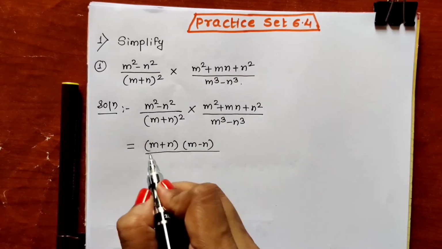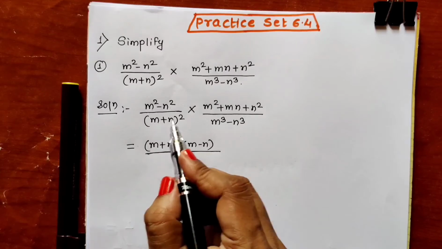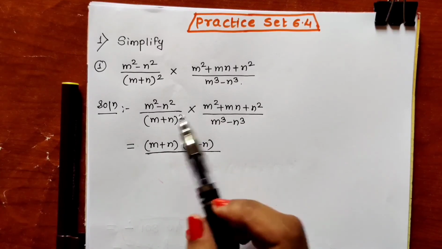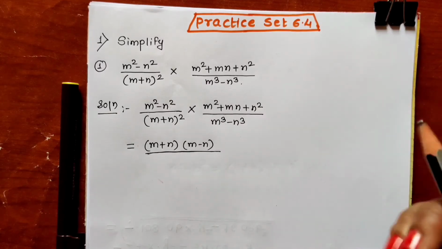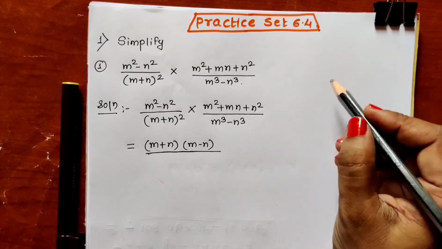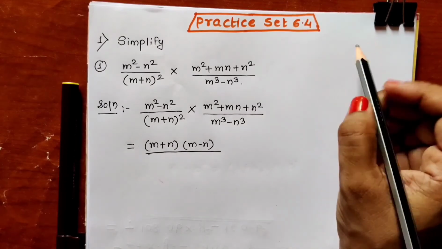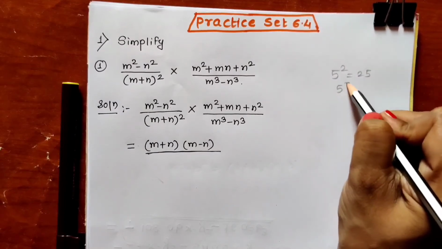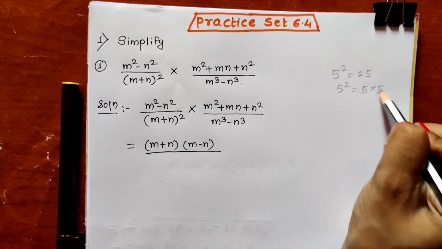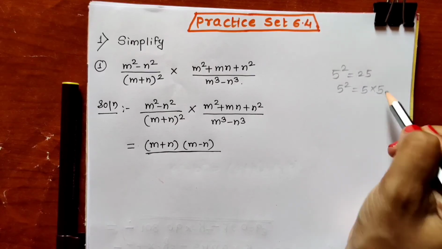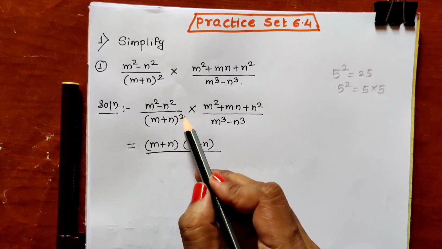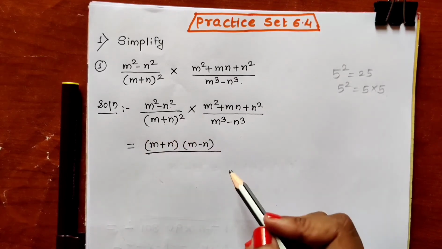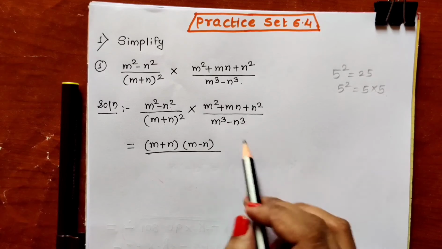Now let us see this expression in the denominator, m plus n whole square. Here instead of using a formula, we will be writing this bracket 2 times, because we all know square means multiplying itself by itself 2 times, correct? If I want to write square of 5, I can write 25 directly, or I can write 5 into 5 also. Same way m plus n whole square means I can write this bracket 2 times. Why I am going to write 2 times, you will get to know after solving this full sum.